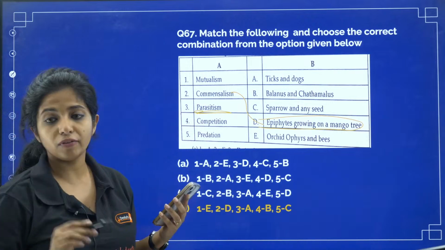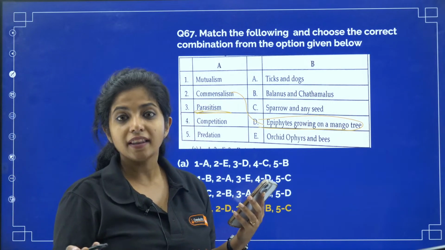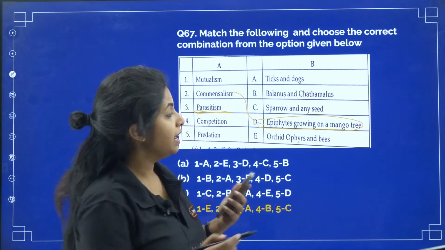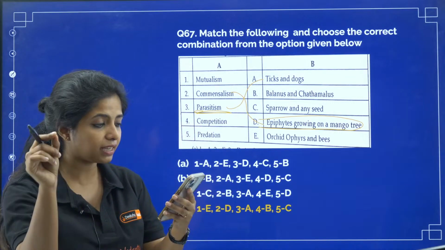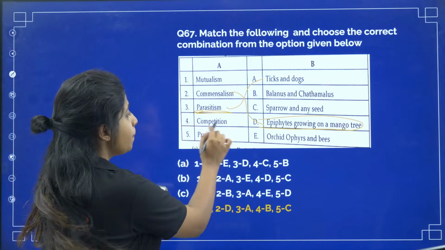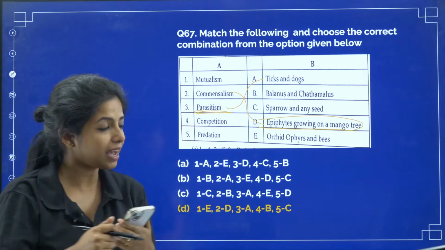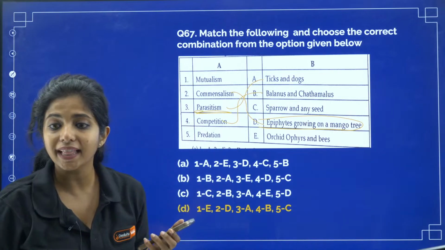Parasitism is basically when one is getting affected and the other one is getting profit. Okay, ticks and dogs. On the dogs you might find ticks, and this is an example of what? Parasitism. Competition is basically when both of them are fighting. Yeah. So competition is found in Balanus and Thais.